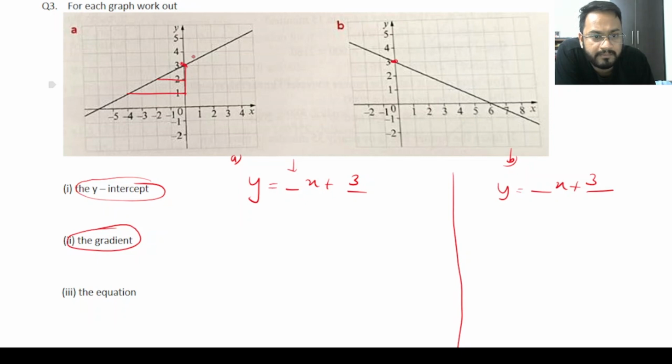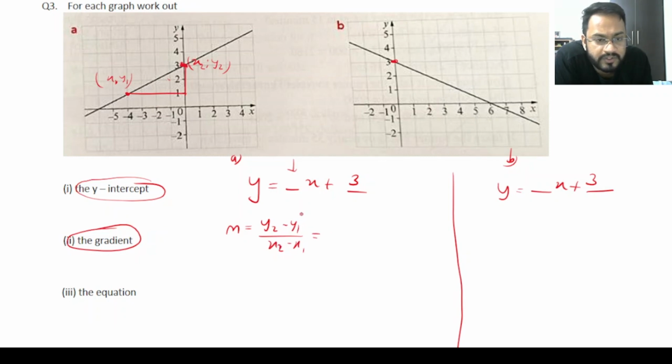Done. But I'm taking only one triangle, that is this one. So this point will be my x2 comma y2, and this point will be my x1 comma y1. Then we know that to find the gradient we have a formula, m is equals to y2 minus y1 upon x2 minus x1. Done.